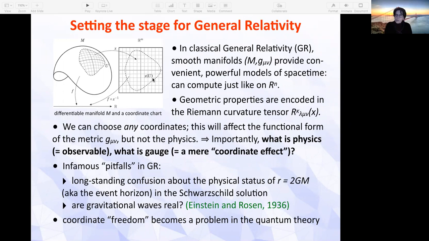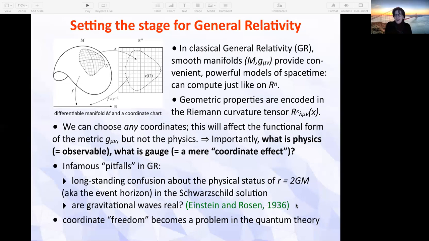So in that case, you have a mere coordinate effect. And that things can be a little subtle is illustrated by famous pitfalls from the early and not quite so early days of general relativity, in interpreting certain metric geometries described, of course, in specific coordinate systems. So famously, there's a long-standing confusion about the physical status of r = 2GM, of course the event horizon, in the Schwarzschild solution. And that started with Schwarzschild himself. He was very puzzled by this singularity, what we now know as a coordinate singularity. And he actually wanted to get rid of it by just shifting the r coordinate by 2GM, so this would sit at zero.